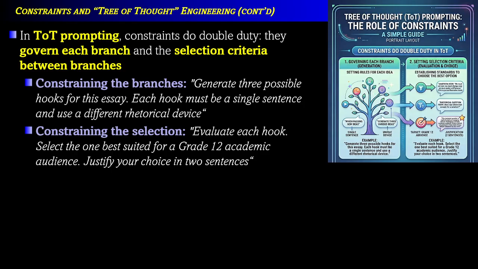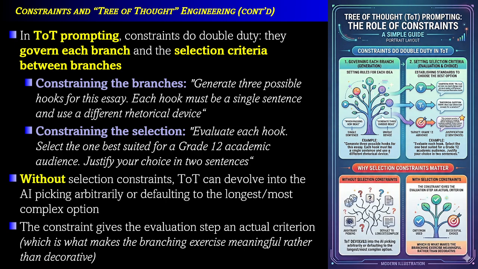We constrain the branches. Generate 3 possible hooks for this essay. Each hook must be a single sentence and use different rhetorical devices. That's constraining the branches. But we're also constraining the selection. Evaluate each hook. Select the one best suited for a grade 12 academic audience. Justify your choice in 2 sentences. This is the tree of thought engineering technique. Without selection constraints, tree of thought can devolve into AI just picking arbitrarily or defaulting to the longest or most complex option.